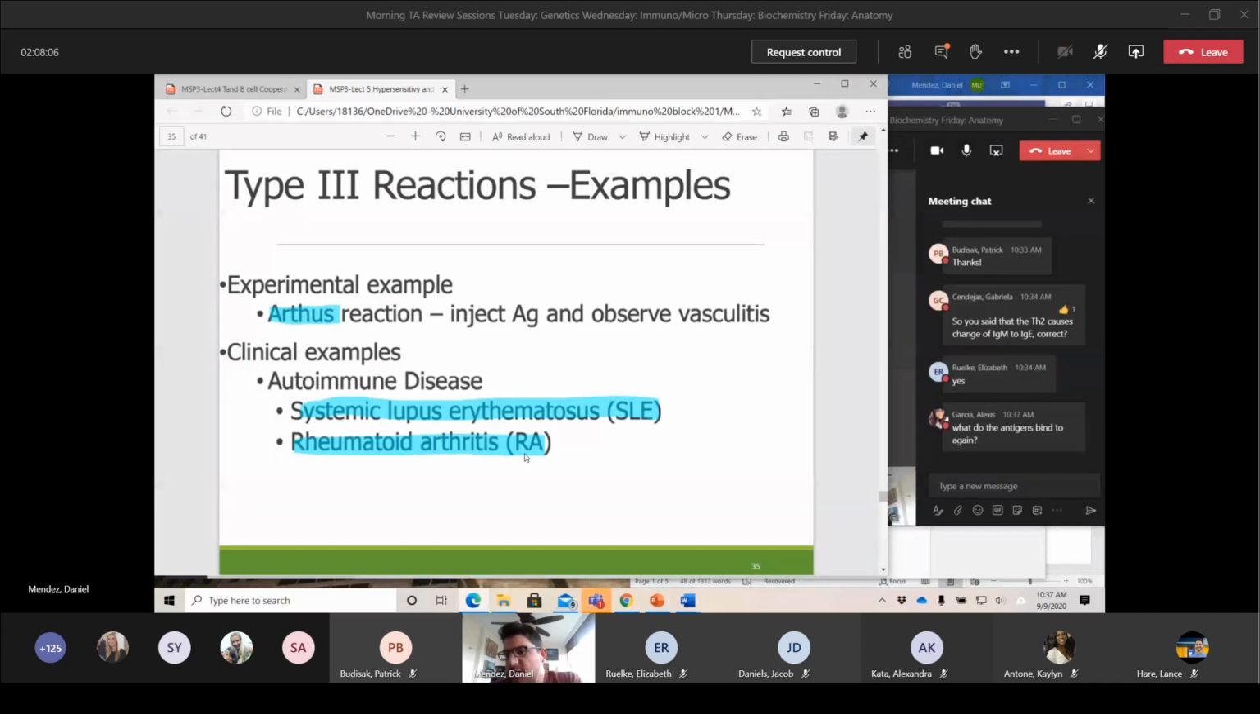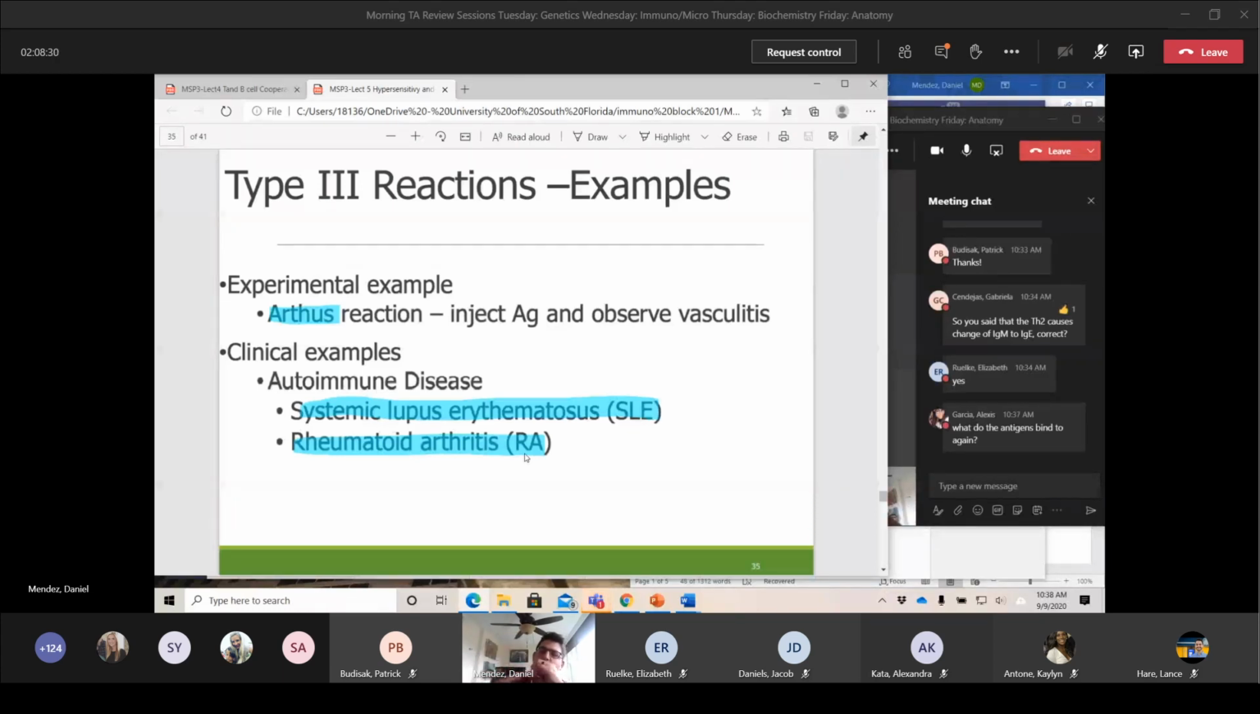What do the antigens bind to again? The antigens bind the antibodies. So in type 3, it's an antibody-antigen complex. You have the one antigen, and then the antibody comes, binds to it, and marks it for some sort of disposal, whether it be opsonization, neutralization, or stopping it from entering into the body.